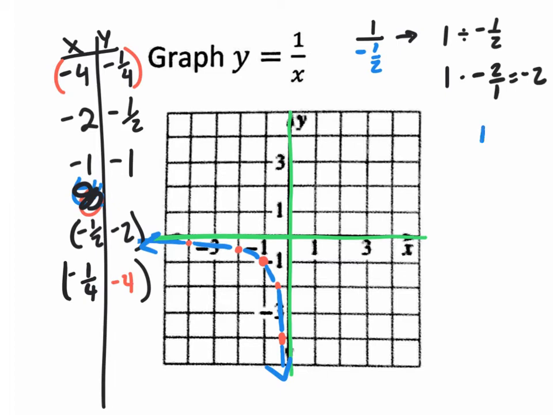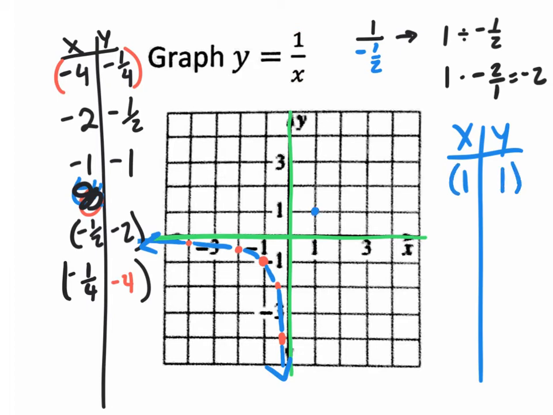Let me do that over here. Let me plug in some positive input values. Let me plug in the value of 1. And if I plug in the value of 1 right here, 1 over 1 is 1. Okay, so let's go to the coordinate (1, 1) and put a dot right there. How about the input of 2? What if I plug in a 2 right here? Positive 2 would be 1/2. Okay. So where's the coordinate (2, 1/2)? It would be right there.